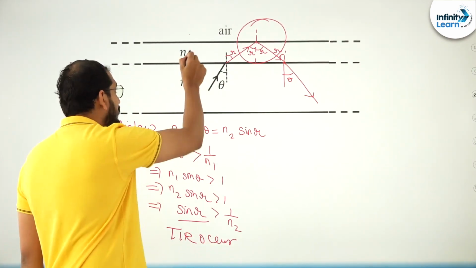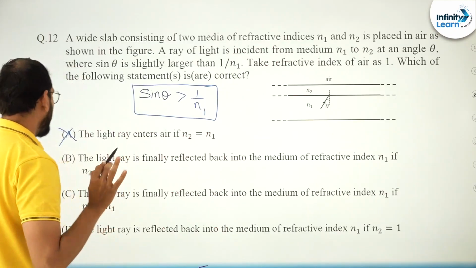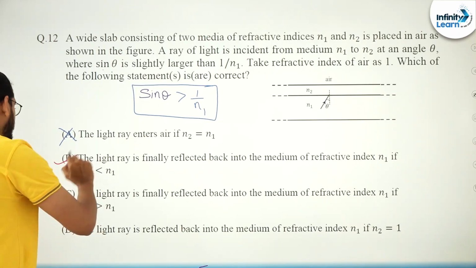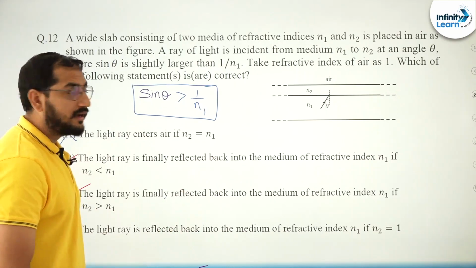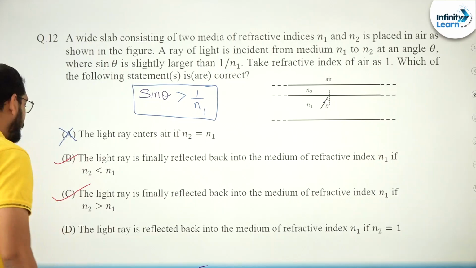But yes, N1 cannot be equal to N2, that we have already answered in option A. So if N1 is greater or N1 is smaller, that doesn't matter. The law of reversibility will take place, a symmetry is there. So yes, the light is coming back to the medium N1. All right, so now let's look at option D.